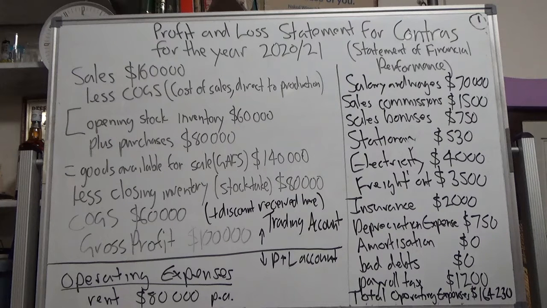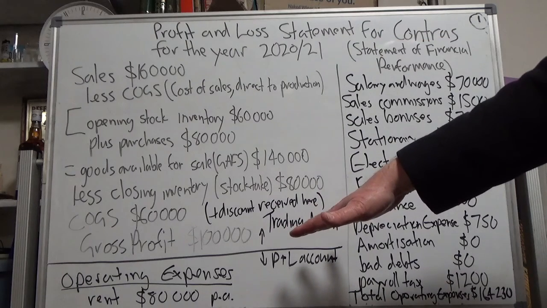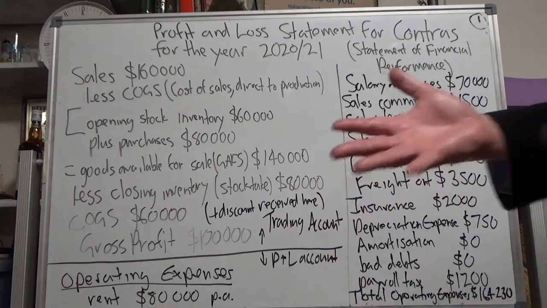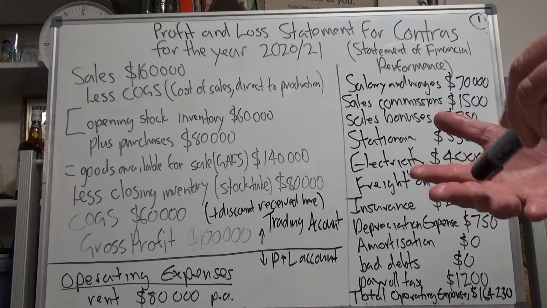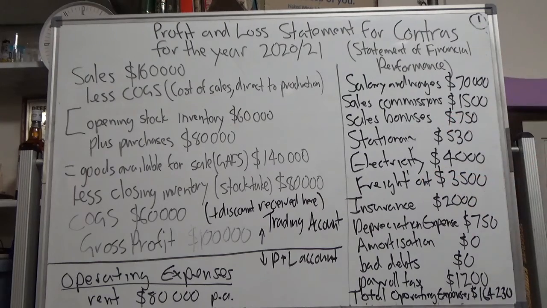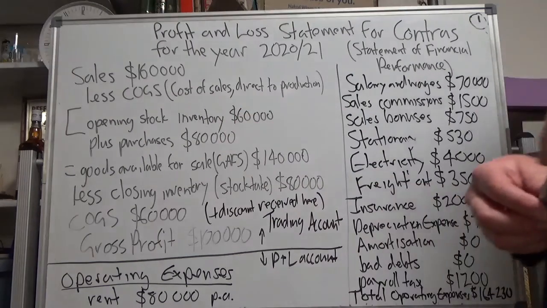Directly below sales is less COGS. Now, cost of goods sold, or the cost of sales, is expenses that are directly proportionate to immediate manufacturing or wholesaling, and other costs in the profit and loss account are below this in categories of marketing, operating expenses, and financial expenses. So COGS is directly linked to production.